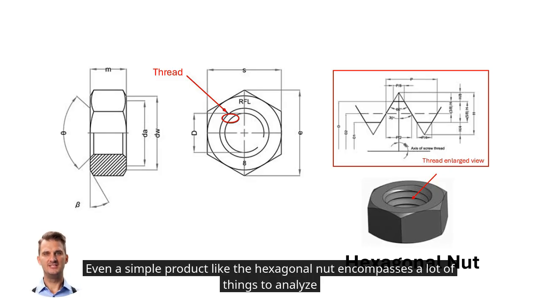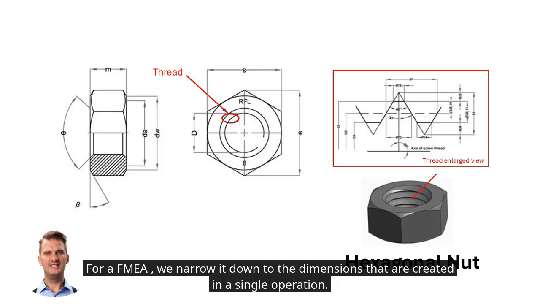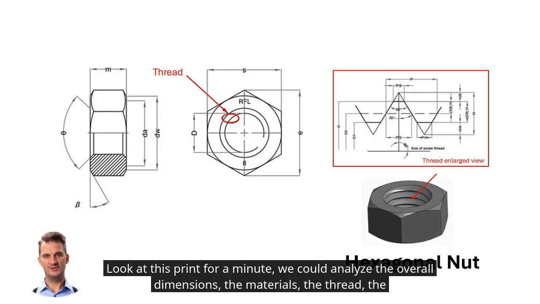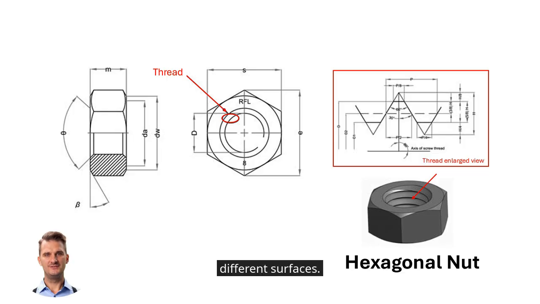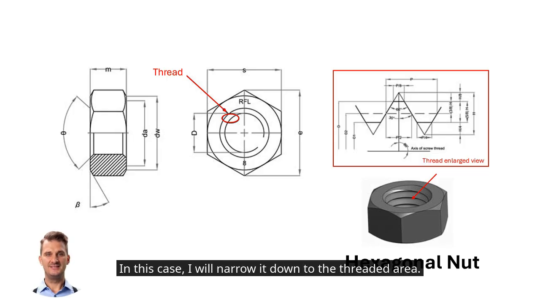Even a simple product like the hexagonal nut encompasses a lot of things to analyze. For FMEA, we narrow it down to the dimensions that are created in a single operation. Look at this print for a minute. We could analyze the overall dimensions, the materials, the thread, the different surfaces. In this case, I will narrow it down to the threaded area.